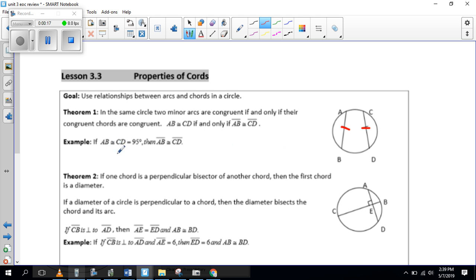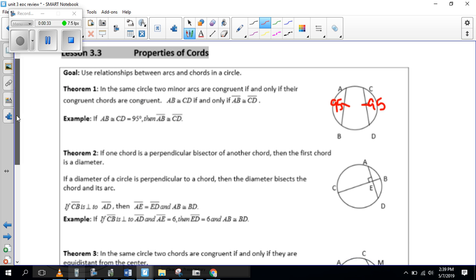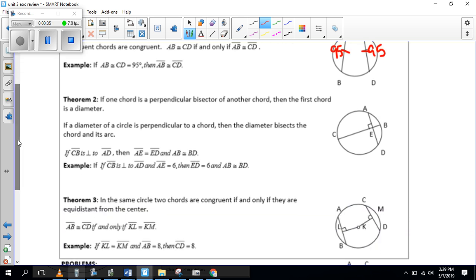So for example, it says if chord AB is 95, what do you think CD is? Well, it's obviously going to be 95 because they're congruent. You just got to remember that property. Okay? And if they're in the same circle, of course.